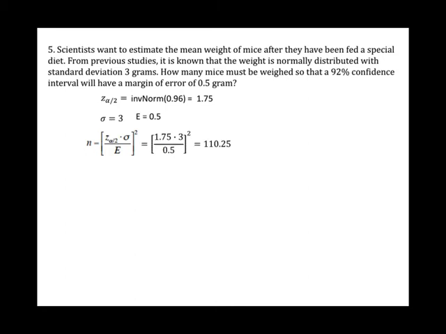You could get 110.25. Is it your final answer? No, right? Remember, sample size is always a whole number. Even though this is 110.25, and the decimal part is less than 5, you always round it up to the next whole number. So the final answer will be 111. Okay, you need 111 mice to get 92% confidence with a margin of error of 0.5 gram.